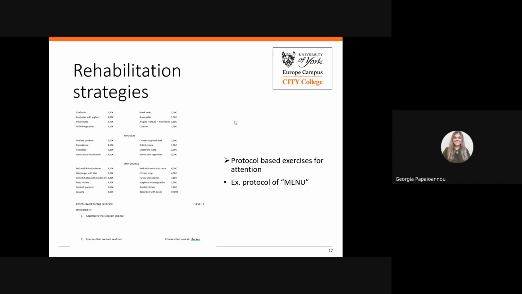So to give you some examples of protocol-based exercises that have been used on these compensatory internal strategies, here we have an example for attention. This is the protocol of menu. We give the patient a restaurant menu with courses and prices next to them, and we give them a worksheet, and we ask them, for example, to write down the appetizers that contain cheese, which has to do with selective attention, and to write down courses that contain seafood and chicken. So they need to manipulate the information, have them both in mind, and each time they find a course that has seafood or chicken, they need to write it down, and so on.